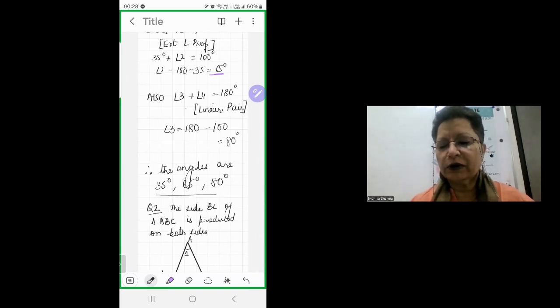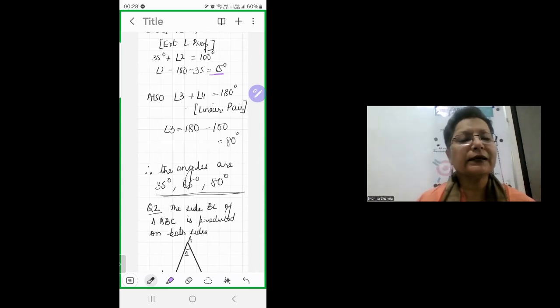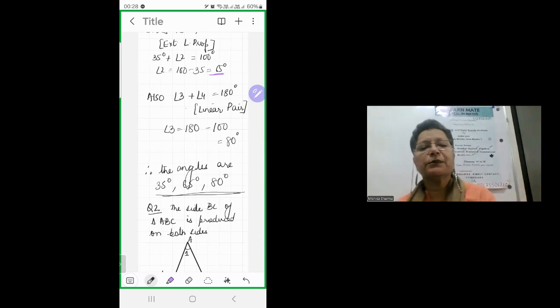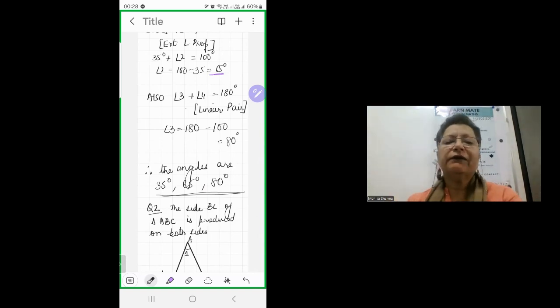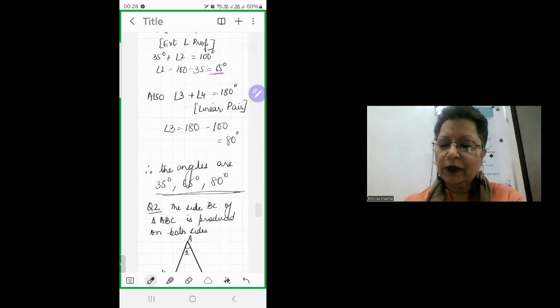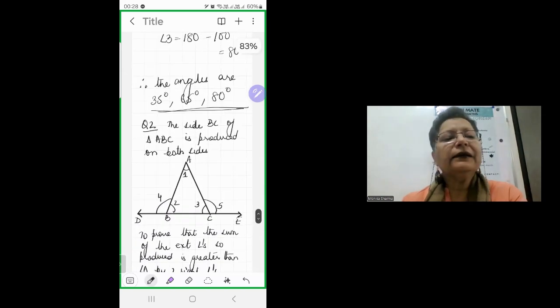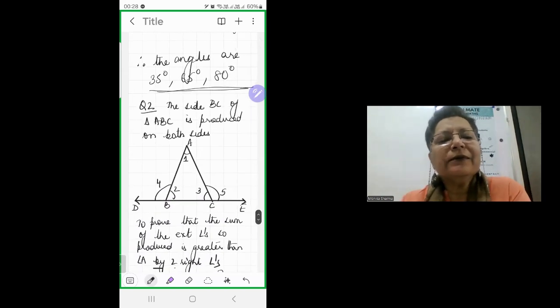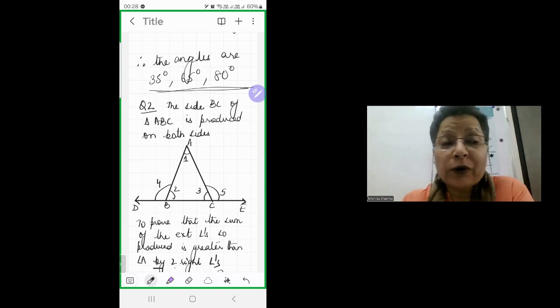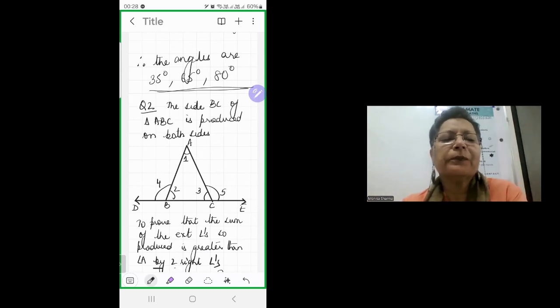So once you have found out all the answers, you are supposed to be writing down the answer statement as well. Is that okay? Let's have a look at question number 2. Another exterior angle property question. How can you make out it's an exterior angle property question? Because you can see some exterior angles have been marked out.